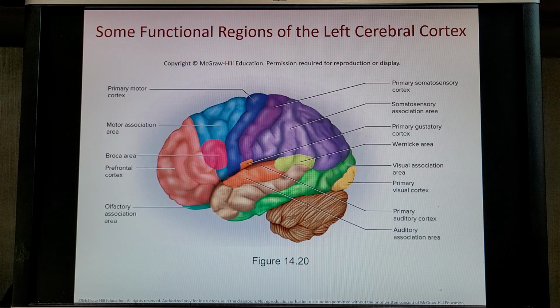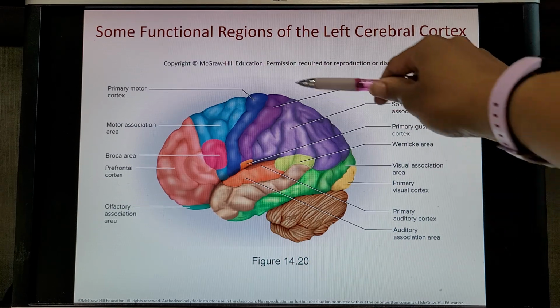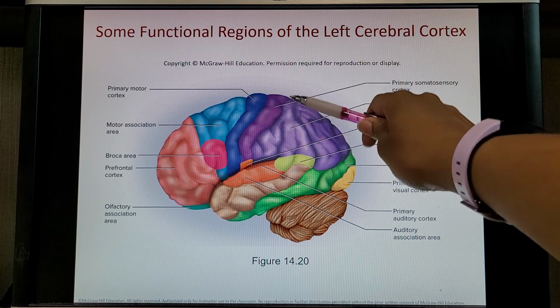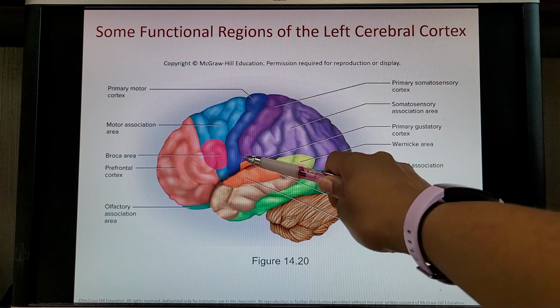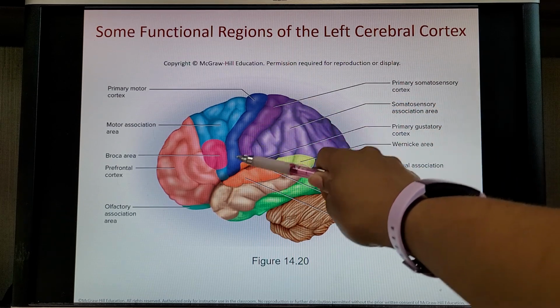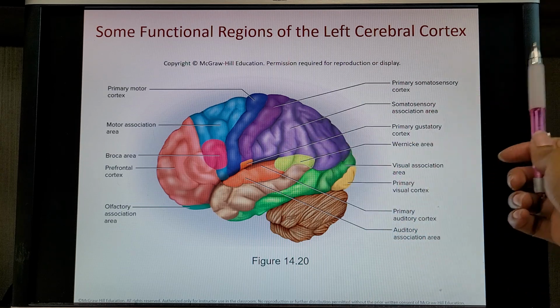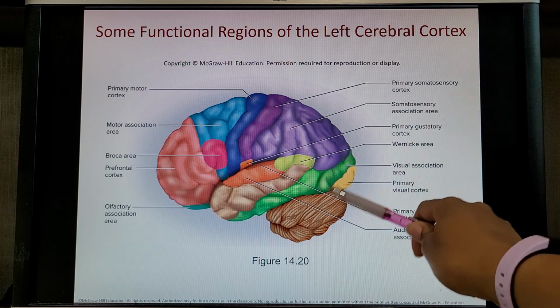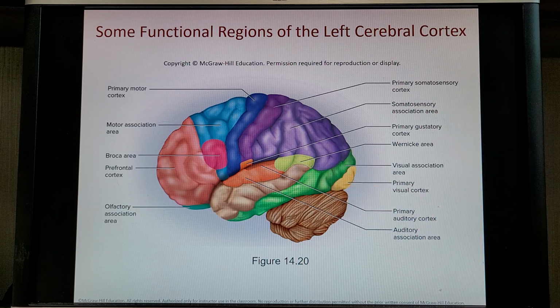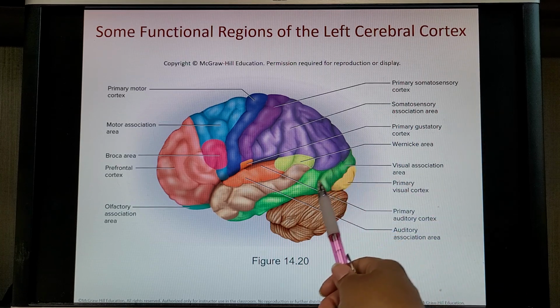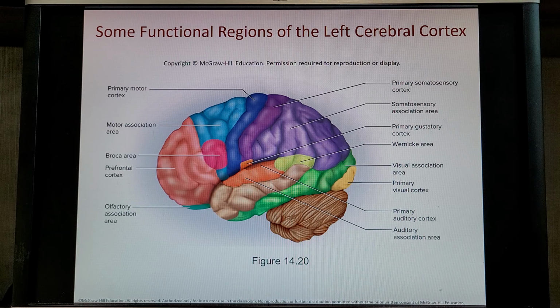So looking at some functional regions, we have our sensation, just generally sensation coming in, parietal cortex, our primary somatosensory cortex. So this is our sensory strip, and this is the association area for sensory. So making sense of what's coming in. Yellow area here being our primary visual cortex, and all this green area is the association area for it.